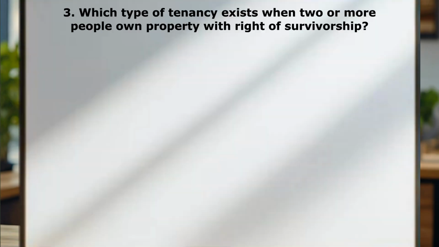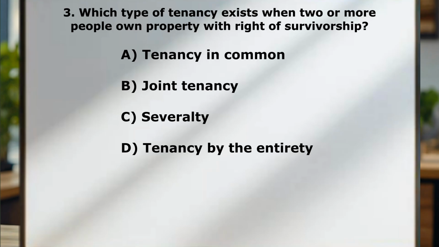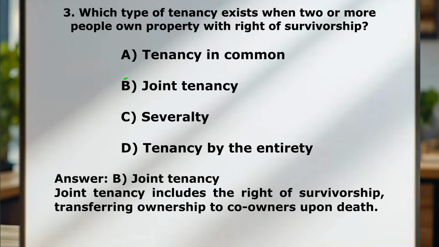Question number 3, which type of tenancy exists when 2 or more people own property with right of survivorship? A, tenancy in common. B, joint tenancy. C, severalty. D, tenancy by the entirety. Correct answer here is B, joint tenancy. That includes the right of survivorship. So this means that ownership transfers to the other co-owners upon death.